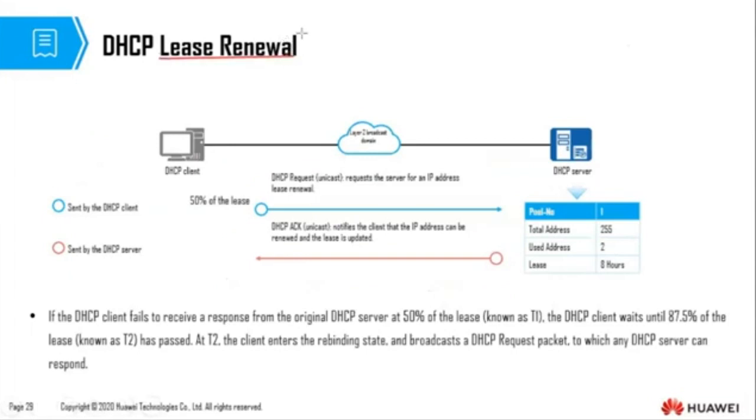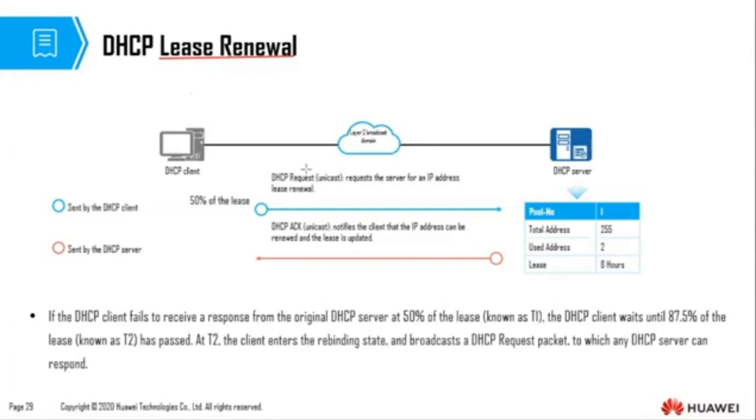Okay, so there's also the concept of lease renewal. As we said, DHCP offers IP addresses for a limited time. That limited time is called a lease. By default, Huawei devices lease IP addresses for 24 hours, for 1 day. That's the default. Now, lease renewal is, I have this IP address, the lease is almost expiring, but I still want to use it.